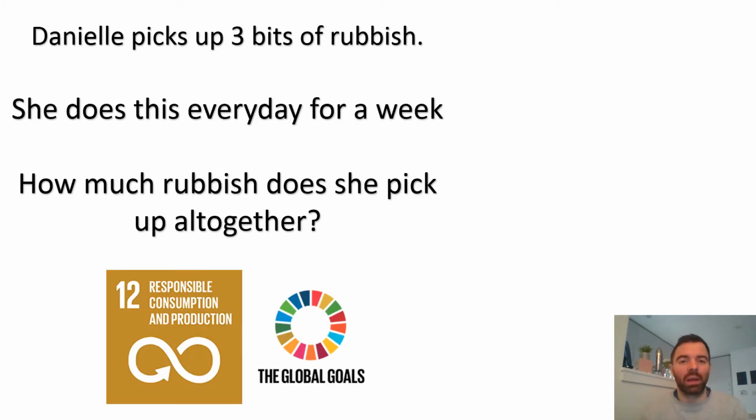Okay, right, so here is a different way to do it. Danielle picks up 3 bits of rubbish. She does this every day for a week. How much rubbish does she pick up altogether? So we need to identify the numbers in this problem first. Danielle picks up 3 bits of rubbish. She does this every day for a week. How many days in a week?